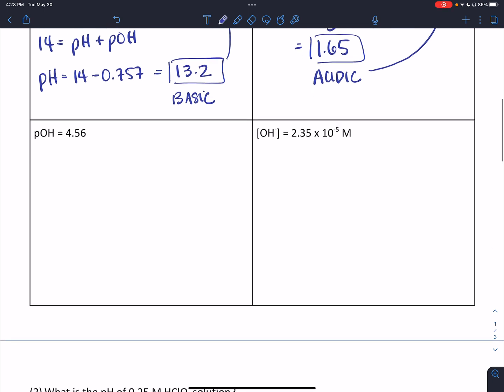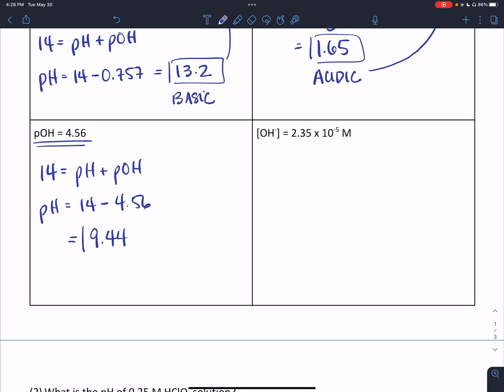I'm going to slide down here. I've been given the pOH of 4.56. Again, the two together, pH plus pOH, have to equal 14. So the pH is going to be equal to 14 minus that pOH, which is 4.56. So the pH of this solution is 9.44. And I can check. This is a basic value, and I had a low pOH value, which is what you would expect for a base. So that is a reasonable answer.